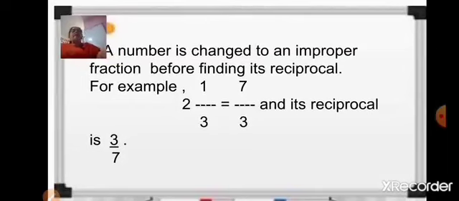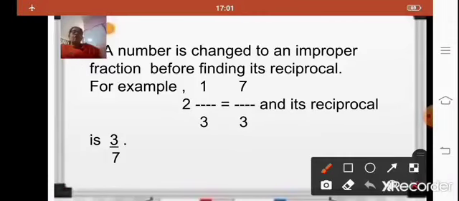Now, a mixed number is changed to an improper fraction before finding its reciprocal. Suppose you have a mixed fraction, here in the example you can see 2 whole 1 upon 3 is your mixed fraction. If you have to write the reciprocal of this, first you have to convert it into an improper fraction. That means 3 2s are 6, 6 plus 1 is 7. So your improper fraction will be 7 upon 3. Now you can write the reciprocal of this. So the reciprocal of 7 upon 3 will be 3 upon 7.